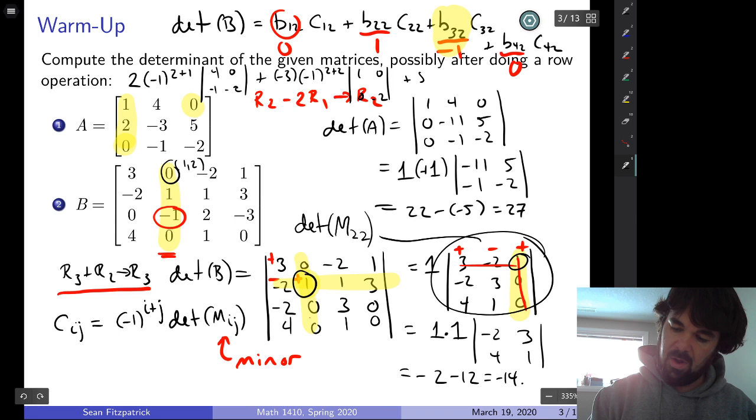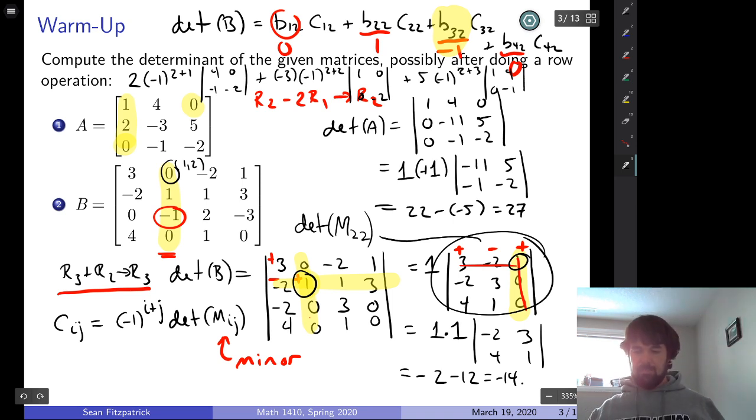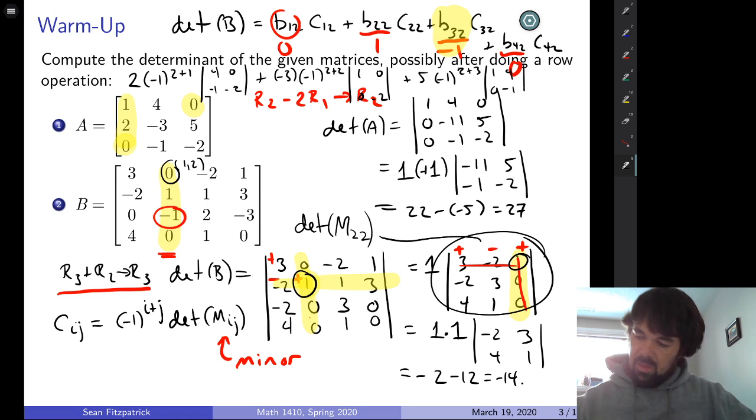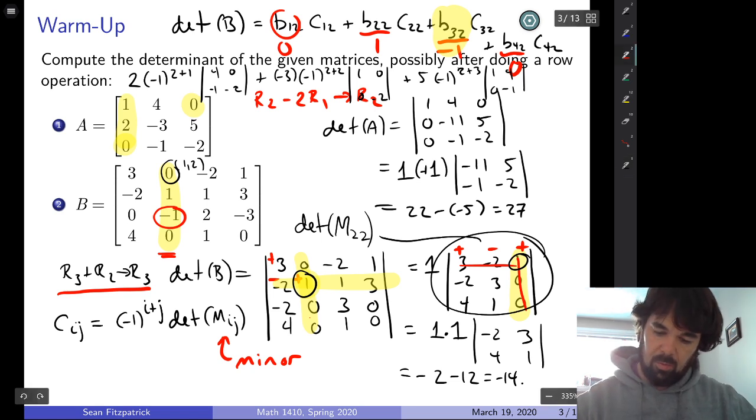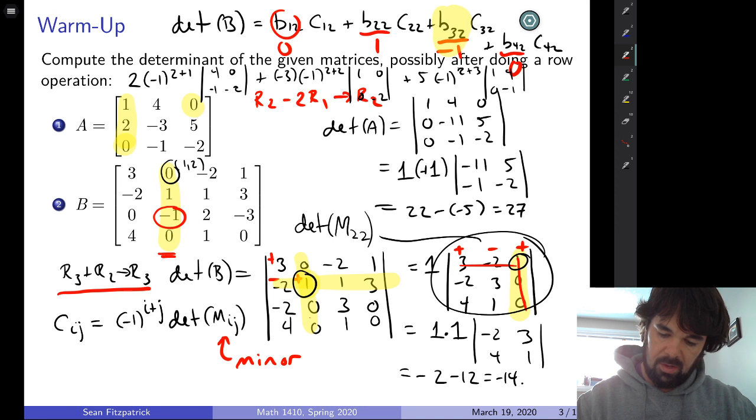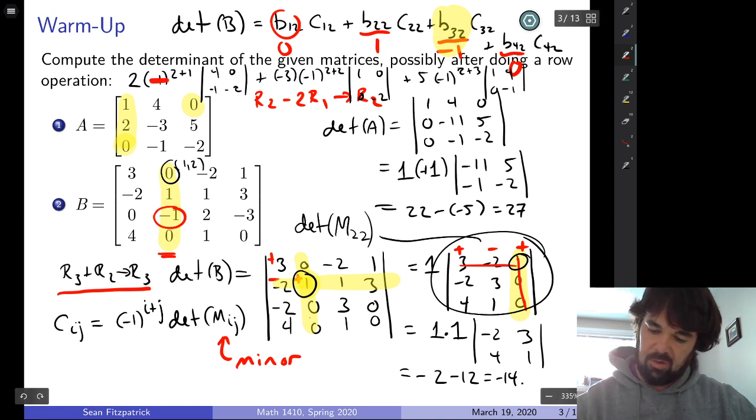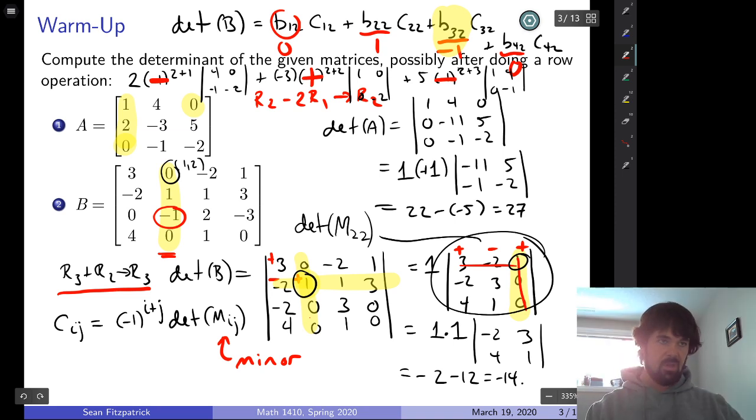And then I get the 5, -1 to the 2 plus 3, row 2 column 3, and then I delete row 2 and column 3, and I've got 1, 4, 0, -1, right? So then you look and you say, okay, 2 plus 1 is odd, so that's going to be a minus. 2 plus 2 is even, that's going to be plus. 2 plus 3 is odd, minus, okay?